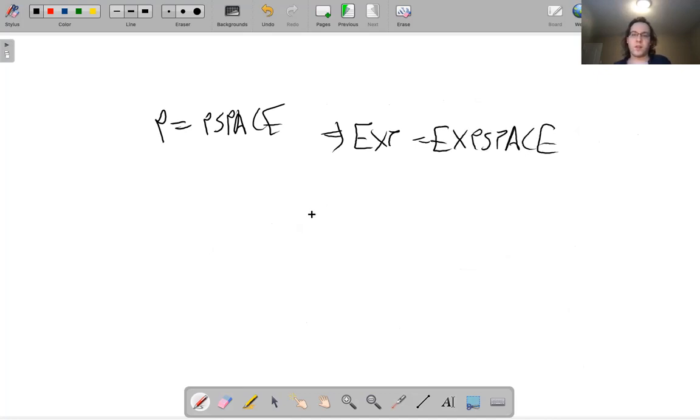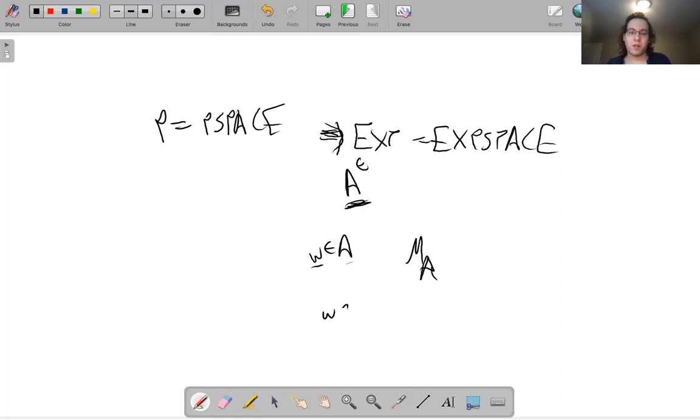So this implication was shown in the notes, and it is done by a padding argument. Suppose you have a language in EXP. Then, to decide if W is in A, I have a machine that takes exponential time to do this.